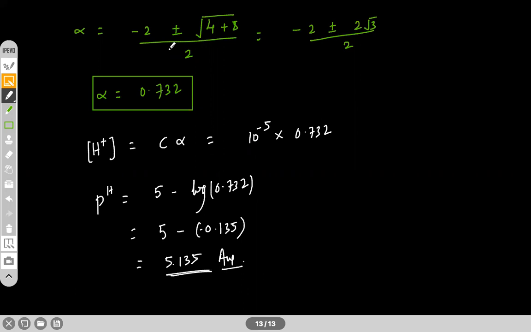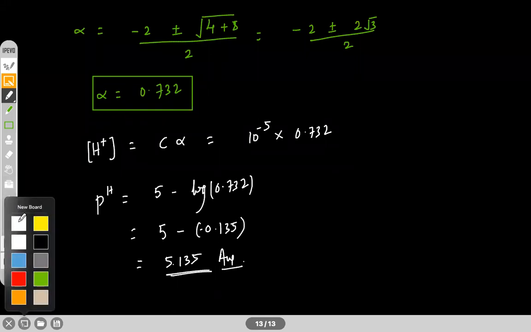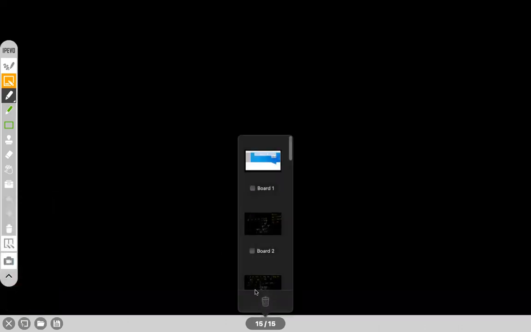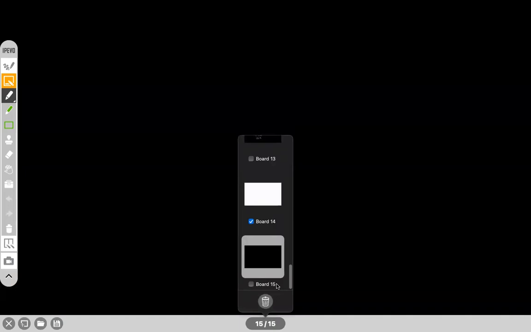So the condition you must take care of. This is what we discussed about weak acid solution. Okay, next. Next condition, you see, we are considering dissociation of water.